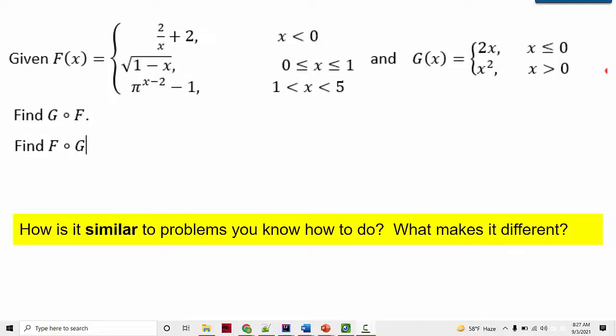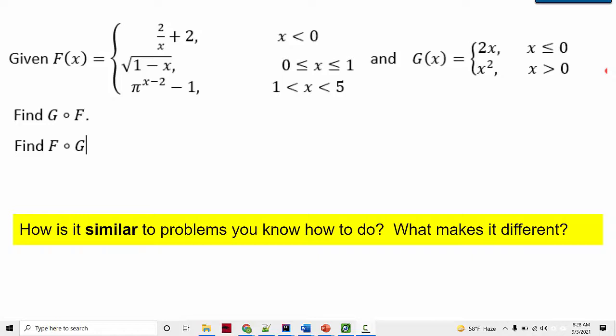Okay, by popular request, let's do another session of how do you apply problem-solving techniques to think about something kind of larger and more complicated than you're used to. So here we've got two piecewise defined functions, and I was asking you to compose them. Find g of f of x and f of g of x.